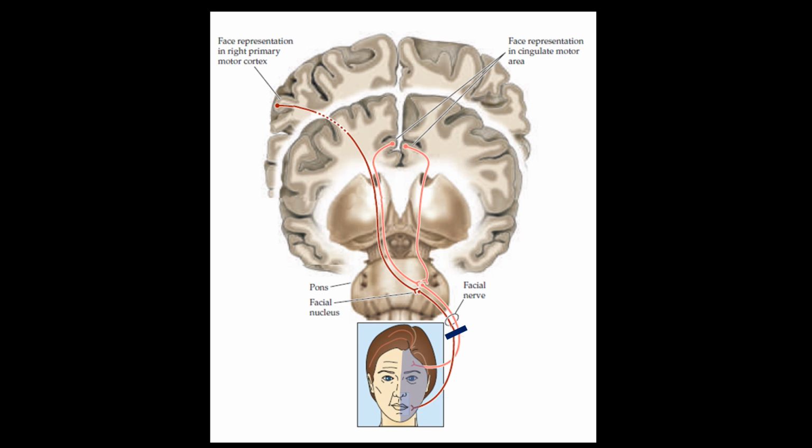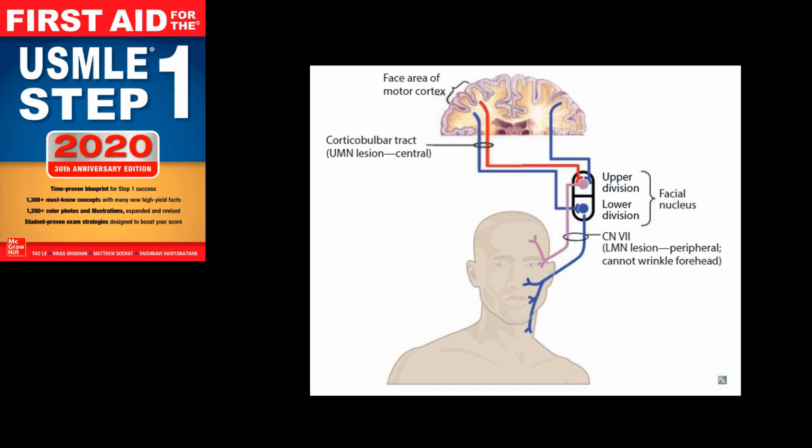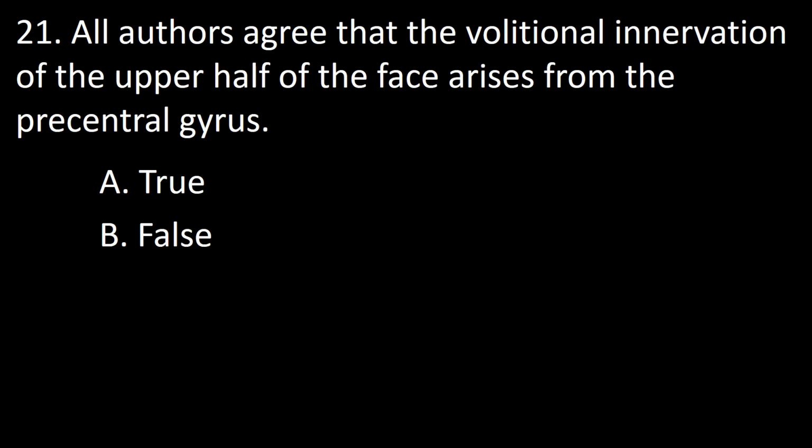Whereas a lower motor neuron lesion, as in the classic explanation, will involve the upper and lower quadrant of the face as indicated here. First Aid adheres to the classical explanation, and so do I. So the answer to this question is B.